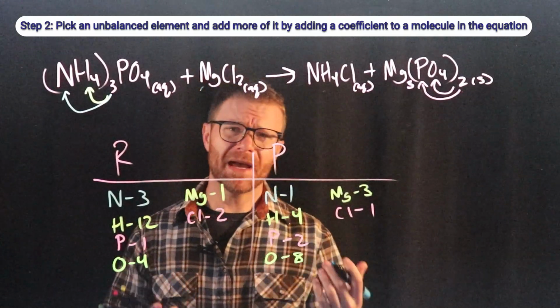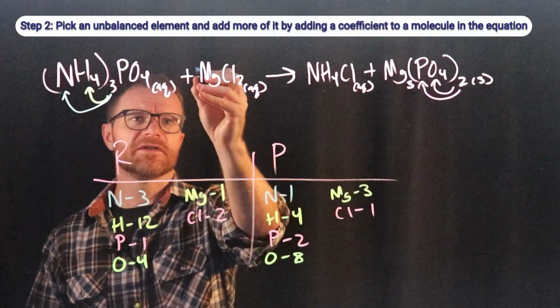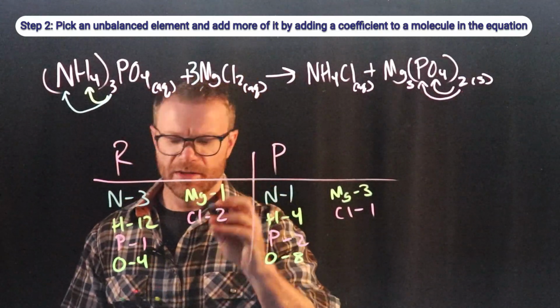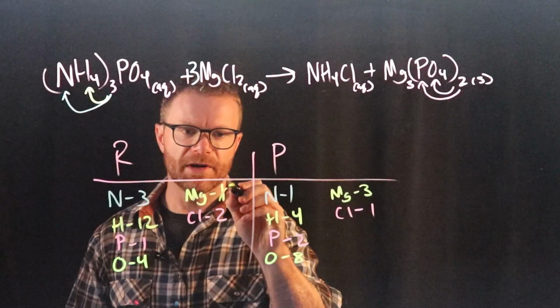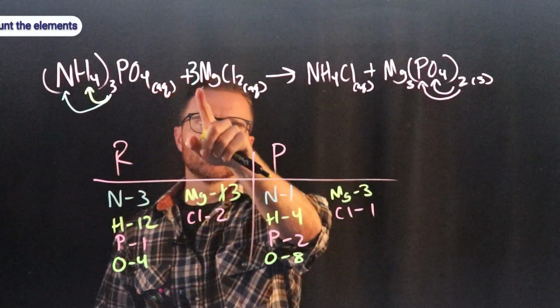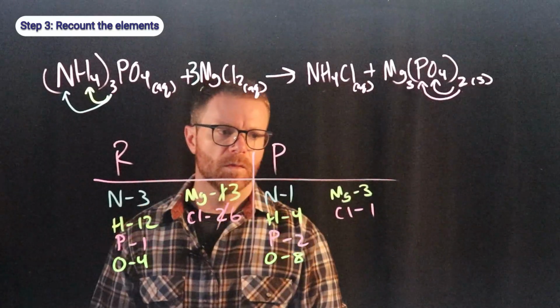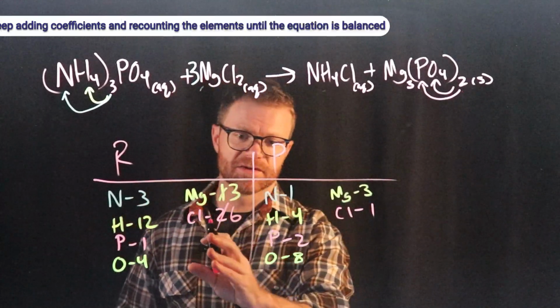So it seems to me that magnesium would balance pretty easily if I just put a little 3 in front, right? That's going to give me 3 magnesiums here in my reactants. And it's also going to give me 3 times 2, 6 chlorines. Okay, now let's balance those chlorines.